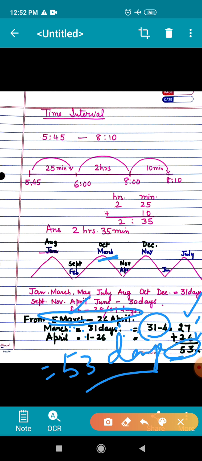Children, hope you all have understood this. Okay, so please do practice. That will help you to build your concept and solve the given sums.